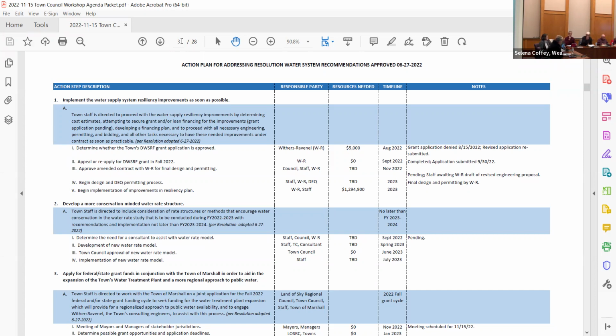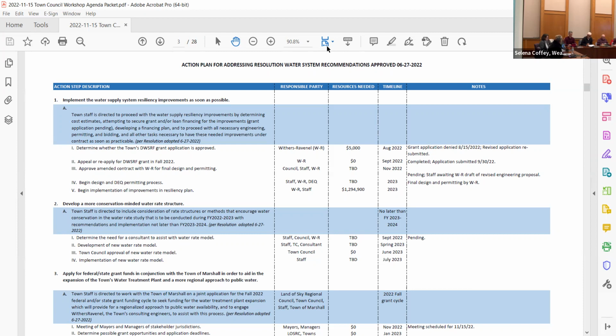The first item is to implement water supply resiliency improvements as soon as possible. As you all know, we did submit an application. Initially, just a couple months ago, we heard that we did not receive the funding for this from the Drinking Water State Revolving Fund. We did resubmit though, and we have to hear from the state folks regarding our new application by February.